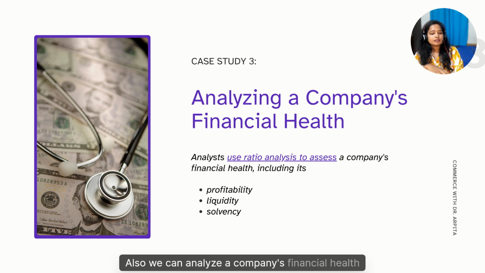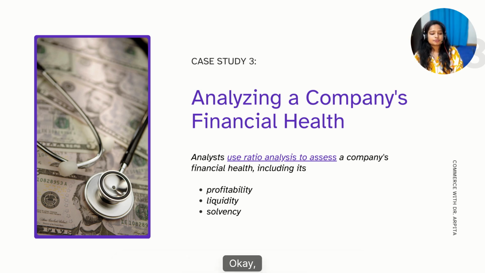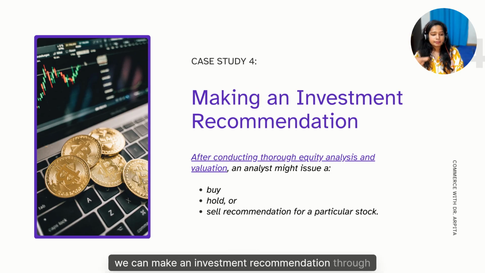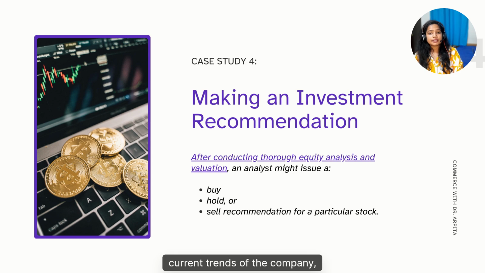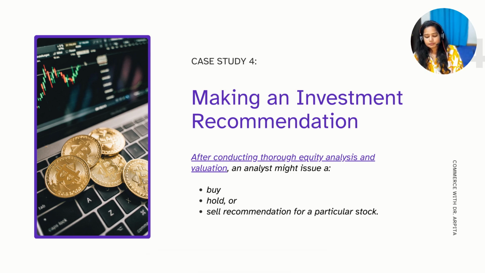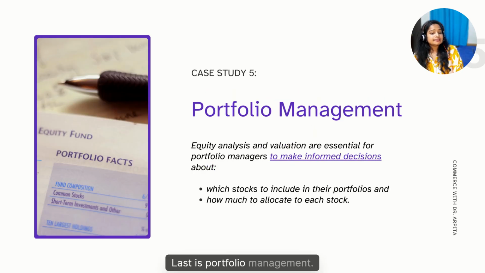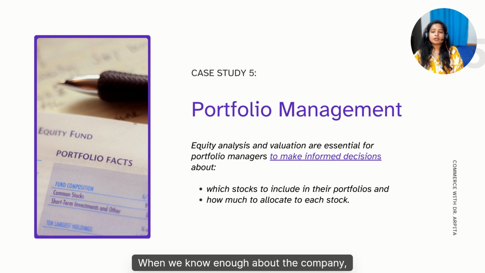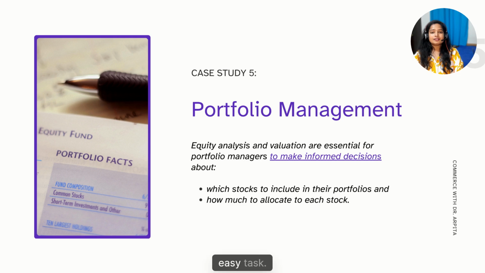Also, we can analyze a company's financial health by valuing its ratios. We can make an investment recommendation through equity analysis and valuation. When we have done so much research about a company's stock prices and other stocks, we are able to recommend whether this company is going to perform well, how it is performing in the market, its current trends, etc. So we can recommend whether to buy or sell the shares. Last is portfolio management. When we know enough about the company's stocks and their prices, and the homework is done, managing a portfolio becomes a very easy task.